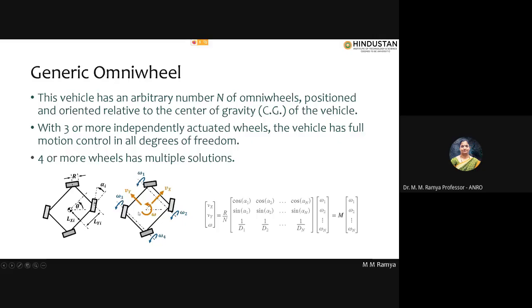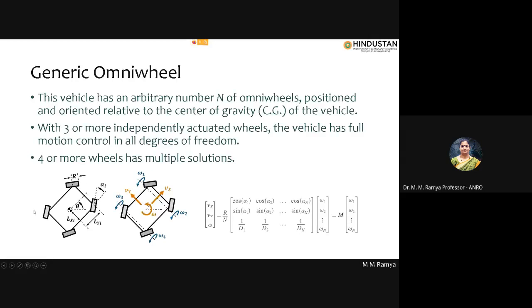Now, one thing that you need to be clear about is that there is an angle at which all these individual wheels turn. That is different from the overall turn. That is why we have four omegas representing the angle at which the individual wheels turn, and one common omega for the entire robot. I hope I'm making it clear.